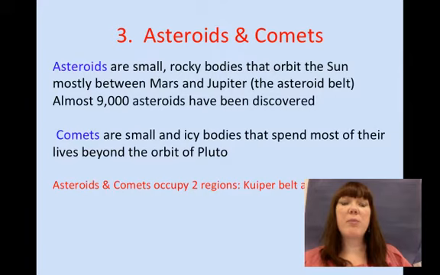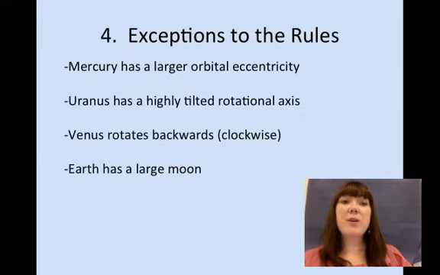And we also have asteroids in the Kuiper belt and the Oort cloud, which is where we also find comets. So we want to take a look at where these objects come from. And then the fourth thing we want to take a look at is what the exceptions to the rules are.